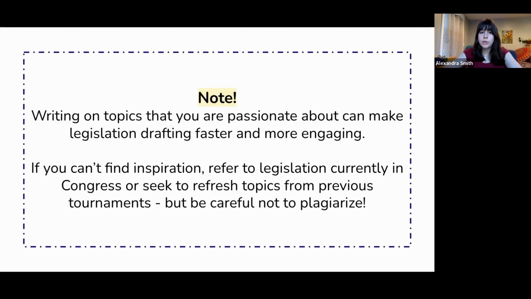All right, note, when you are writing on topics that you are passionate about, it can make the legislation drafting faster and more engaging. If you want to be writing it, it'll come more fluidly. If you can't find inspiration, refer to legislation currently in Congress. That's either real Congress, or seek to refresh topics from previous tournaments, but be careful not to plagiarize. It's not uncommon, especially on the national circuit, seeing the same topics written and resubmitted by multiple schools.